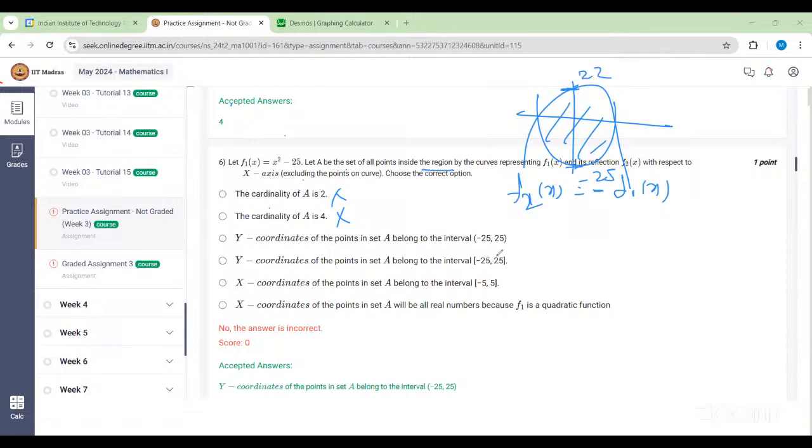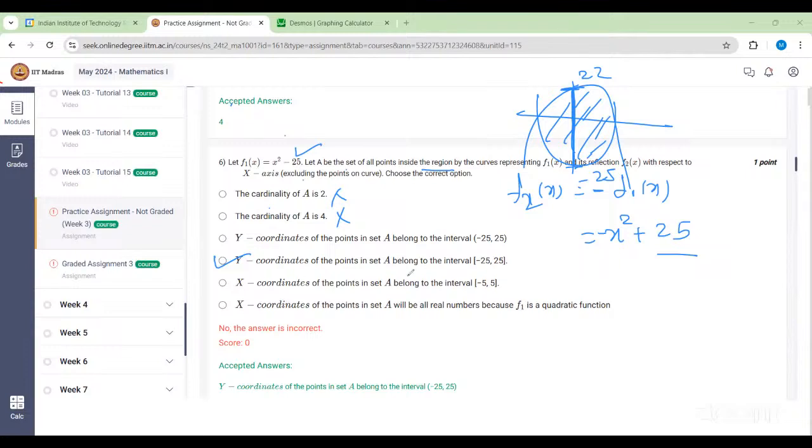So this option is correct, and it's closed, because we know that the y-intercept for f1 will be minus 25 and the y-intercept for f2 will be 25, right? Because f2 is minus of f1, which is minus x square plus 25. So the y-intercept for f2 is 25 and for f1 is minus 25, and A is the region enclosed between them. That means the value of y can vary from minus 25 to 25, enclosed, because we can get 25 and minus 25 too.